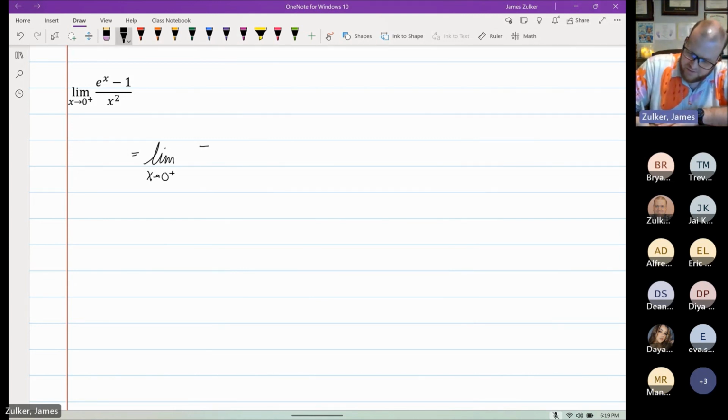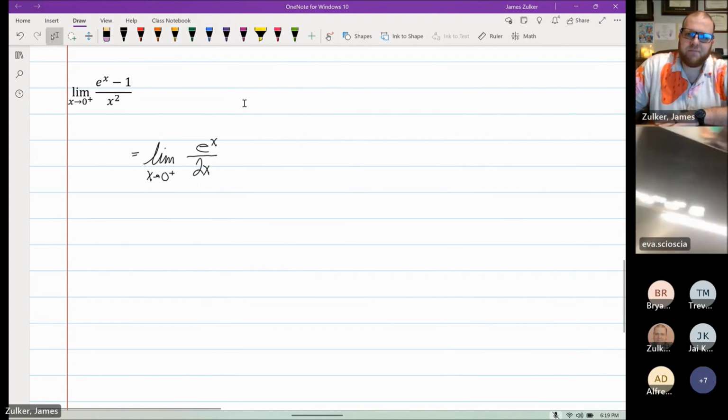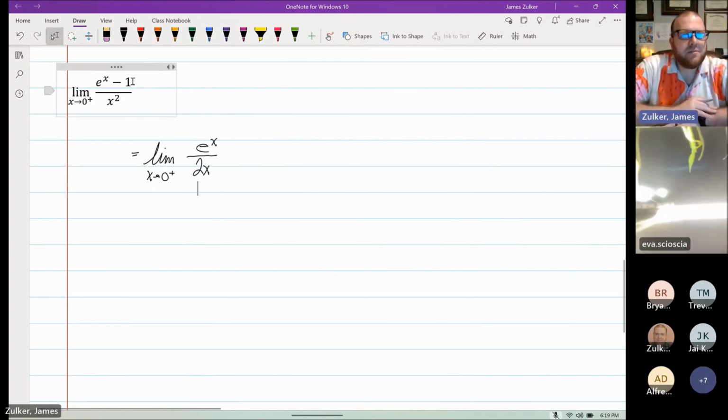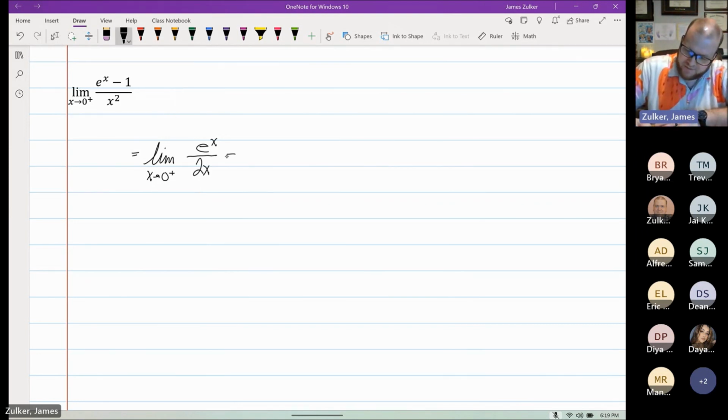Derivative of the numerator function, e to the x. Derivative of the denominator function, 2x. If you now plug in 0 from the right, you get 1 over 0, right? But since we're coming from the right, that is infinity. That looks like a better infinity anyway.